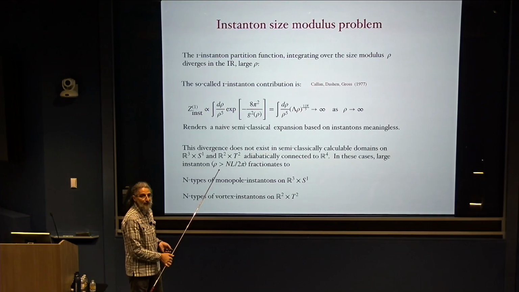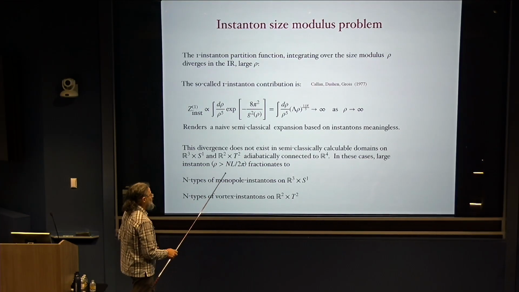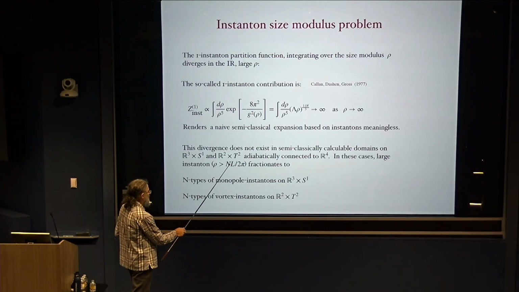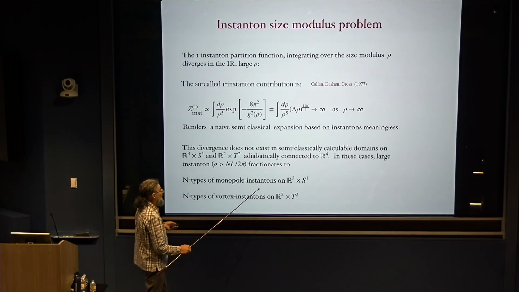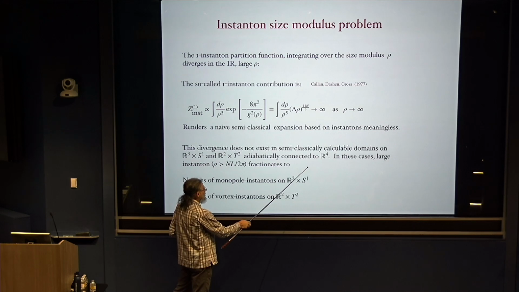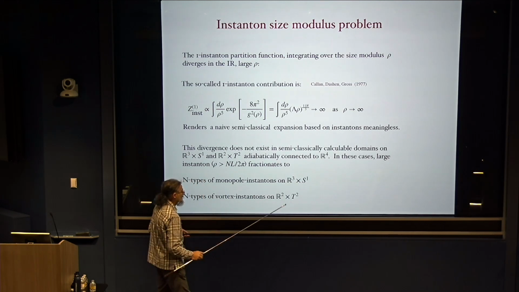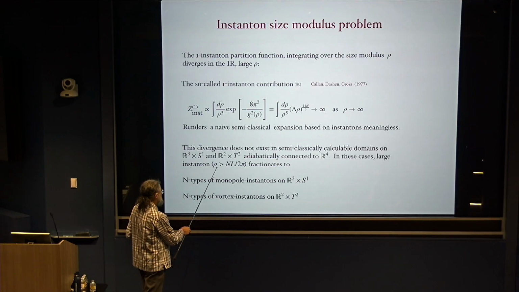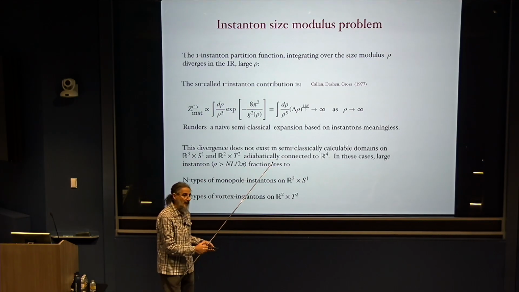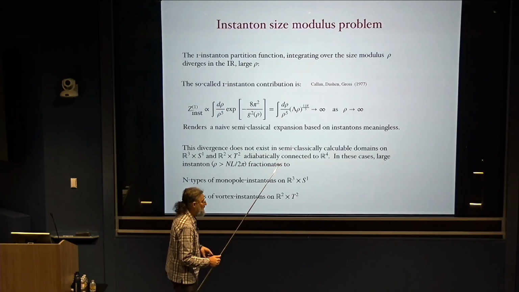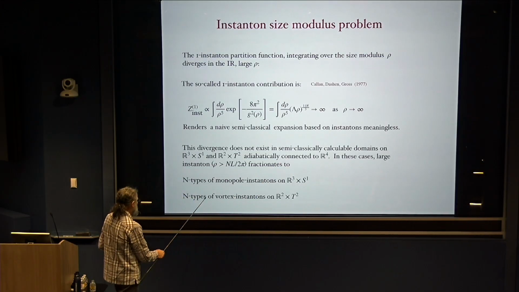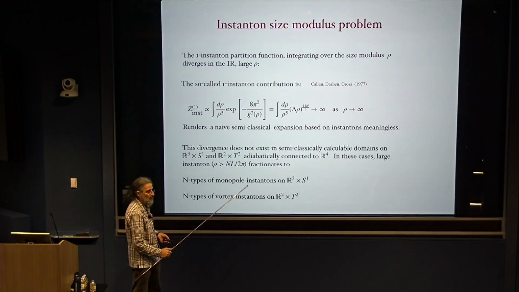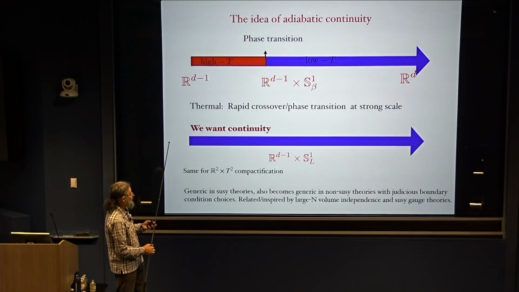However, this divergence that I mentioned here, if you go to semi-classically calculable domains such as R3 times S1 or R2 times T2, which are, in theory, adiabatically connected to R4, this problem doesn't exist. So in these cases, if you have an instanton with size moduli larger than this, they will all fractionate. And you can see this very explicitly. They fractionate into monopole instantons on R3 times S1 and vortex instantons on R2 times T2.